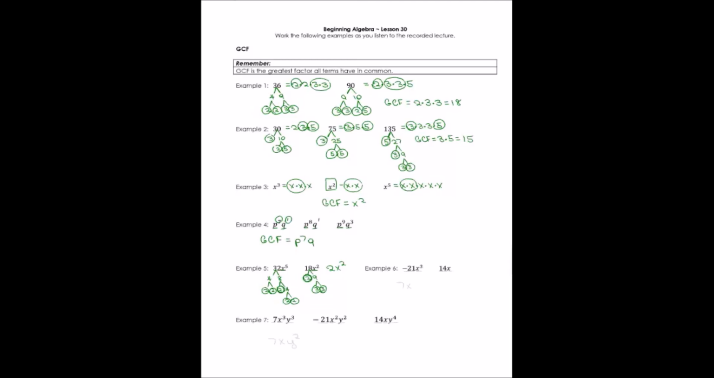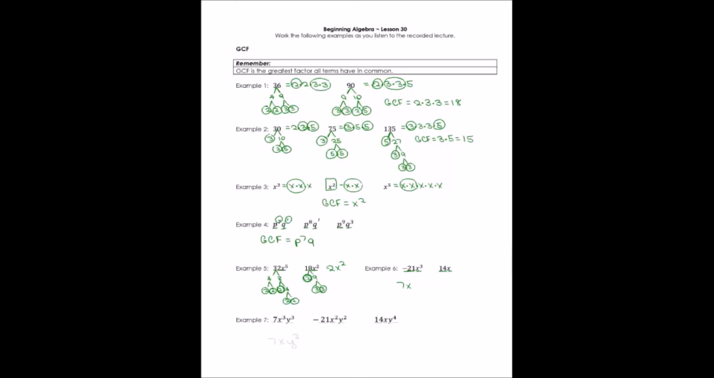Let's look at example 6. One of these numbers is negative and one's not. Well, they don't have the negative in common, so we're not going to worry about that. But what number would 21 and 14 have in common? I think you can see that it would be the number 7. You could factor it to primes, but sometimes you can just see it. Then look at the variable, x cubed and x. And of course, the smallest exponent is x. So they both have 7x in common. That's our greatest common factor.